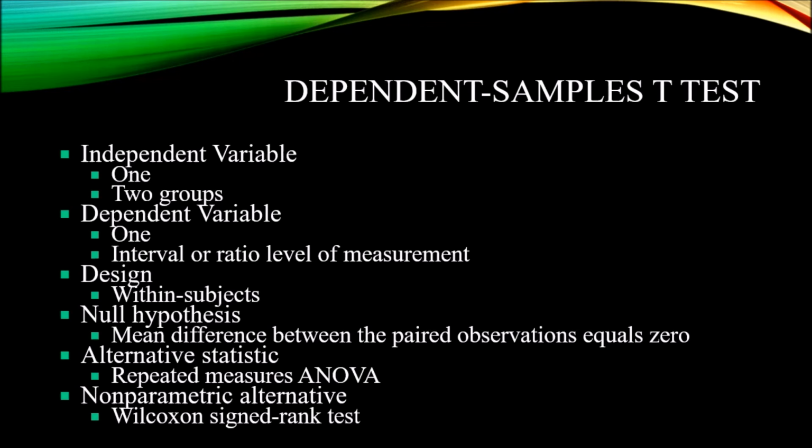So it's a repeated measures design, or a within subjects design. The null hypothesis here for the dependent samples t-test is that the mean difference between the paired observations equals 0. There's also an alternative statistic here, and that's the repeated measures ANOVA. We typically think of repeated measures ANOVA as being similar in terms of the design, but you have 3 or more related groups. You could use repeated measures ANOVA with just 2 related groups. We usually think of it for 3 or more related groups. And there is a non-parametric alternative to the dependent samples t-test as well, the Wilcoxon signed rank test.